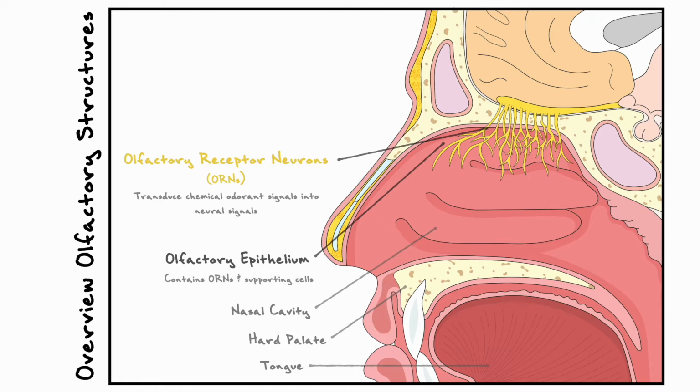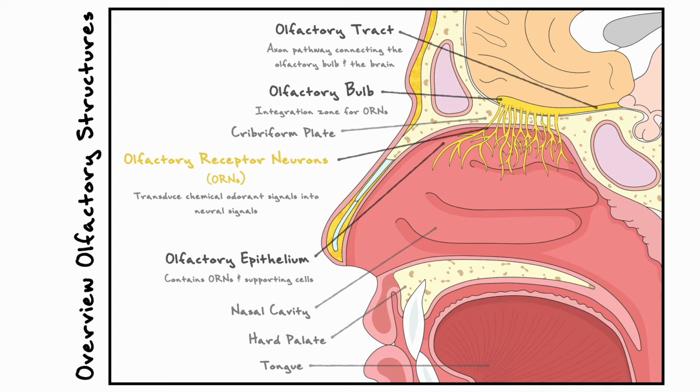ORNs generally have two functional segments to their body, one that goes into the nasal cavity to transduce odors into neural signals, and one that passes through the cribriform plate to reach the olfactory bulb. In the olfactory bulb, this is where the signals from the nasal cavity are first integrated before being sent to the different brain structures via the olfactory tract. As a last little detail about this general overview, I want to mention that a collection of olfactory receptor neurons that pass through the cribriform plate form the olfactory nerve, which is also known as cranial nerve 1.